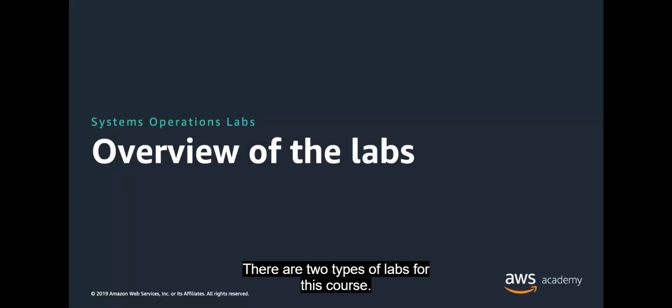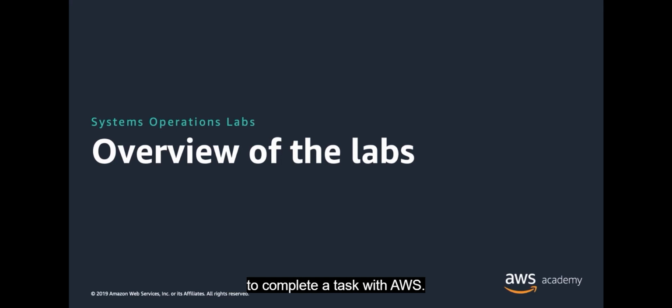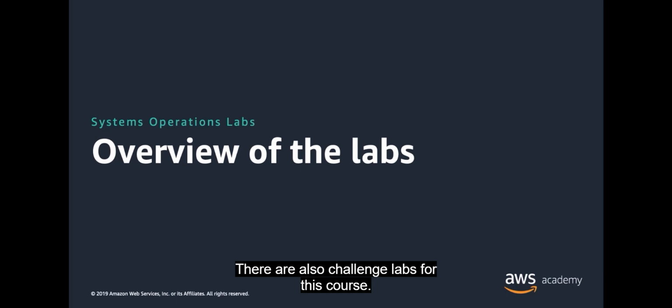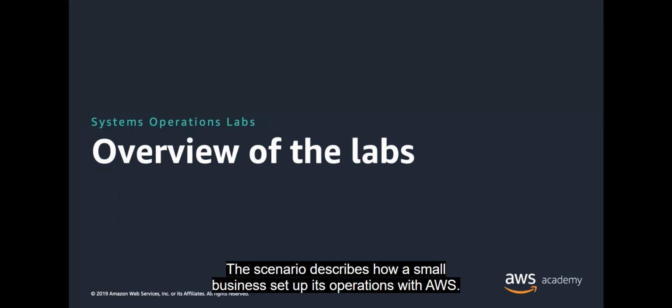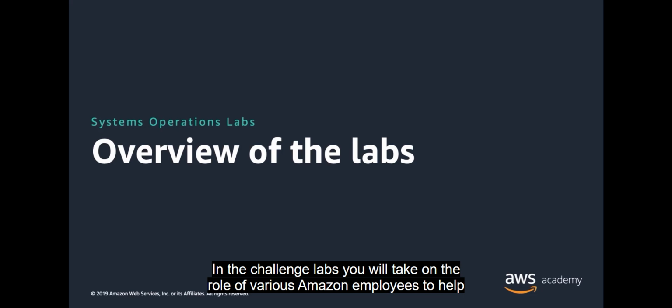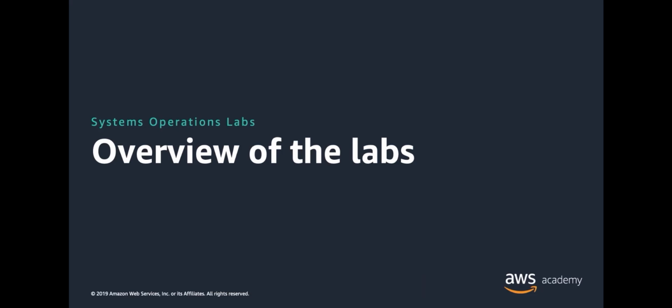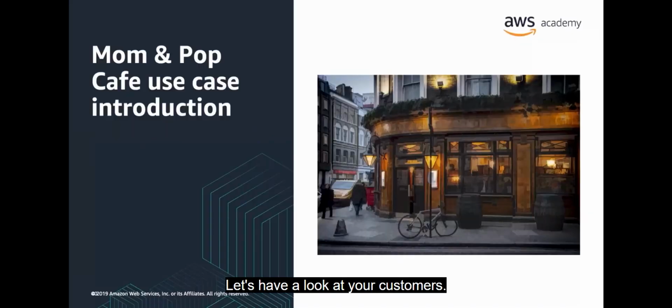There are two types of labs for this course. There are guided labs that provide you all of the steps you need to take to complete a task with AWS. There are also challenge labs for this course. These labs revolve around a fictional scenario. The scenario describes how a small business set up its operations with AWS. In the challenge labs, you will take on the role of various Amazon employees to help the business meet its goals. Let's have a look at your customers.